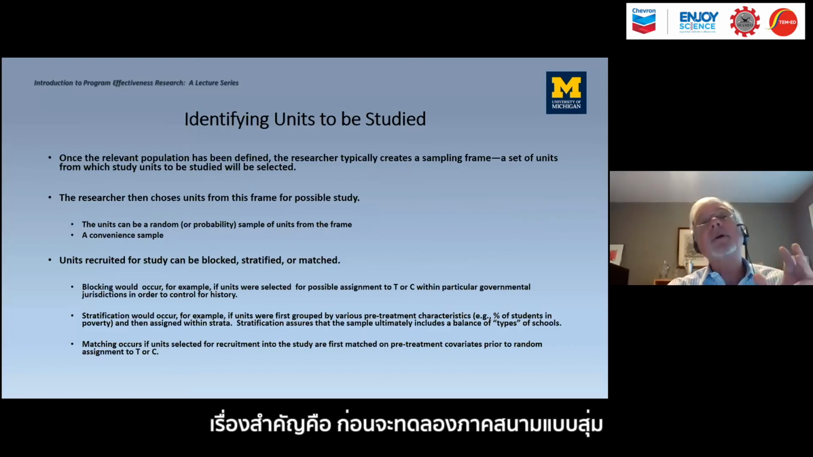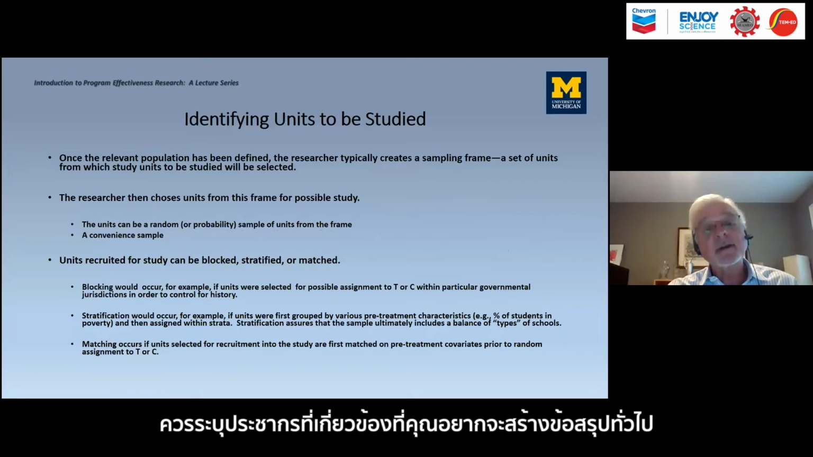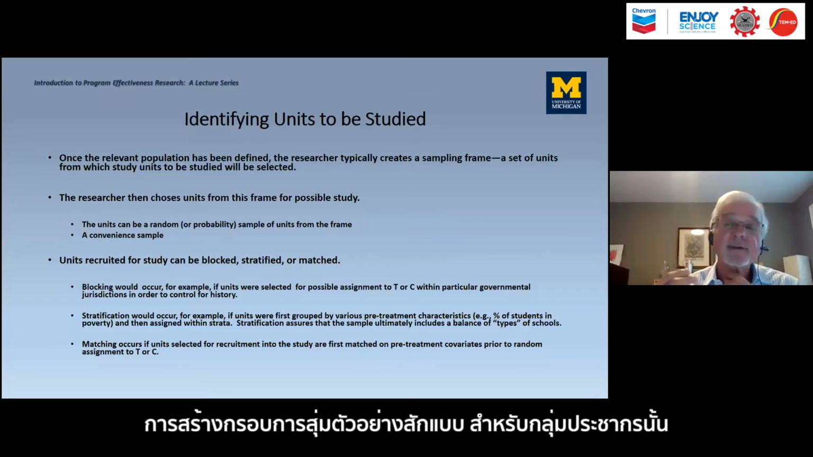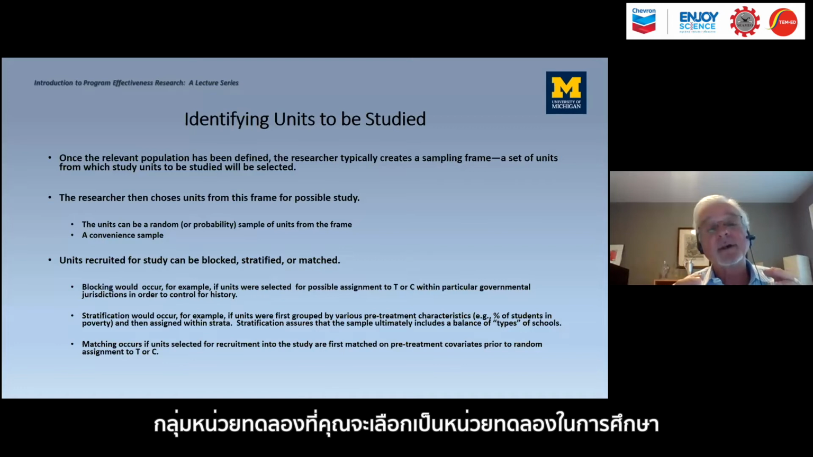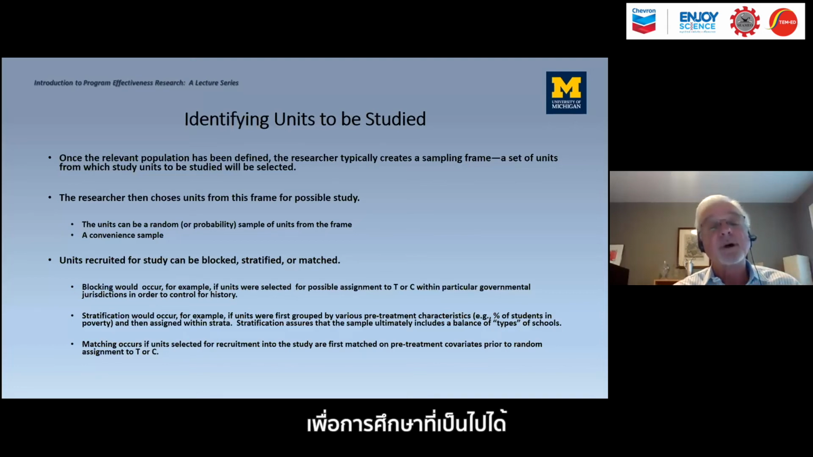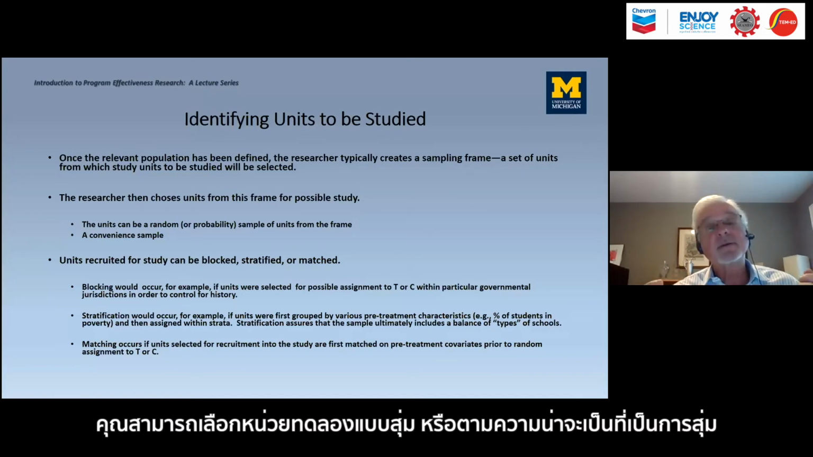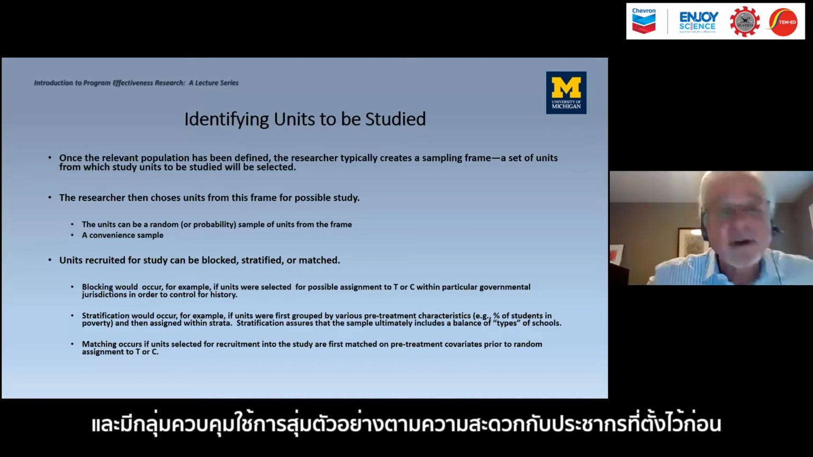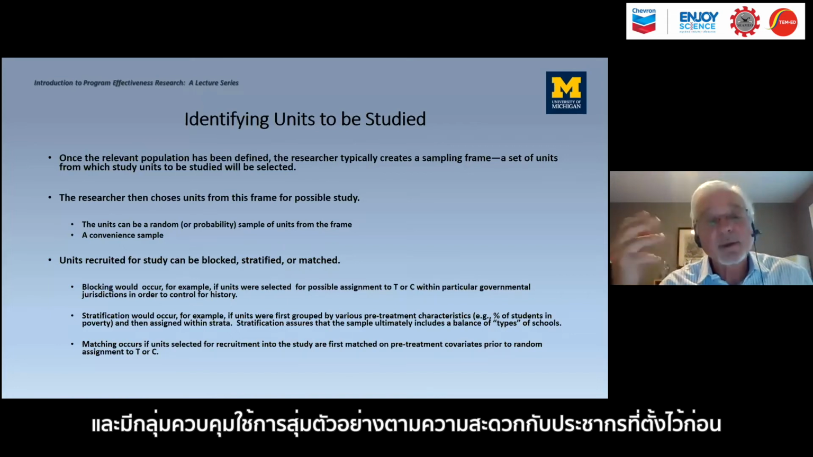Importantly, before you do a randomized field trial, you should have identified the relevant population you wish to generalize to. And then you create some kind of a sampling frame for that population, a set of units from which you are going to select study units. Then you choose units from that frame for possible study. You can choose those units randomly or by probability, that is, it can be a random or probability sample of the frame, or it could be just a convenience sample. And in most cases, randomized controlled field trials are using convenience samples of a predefined population.